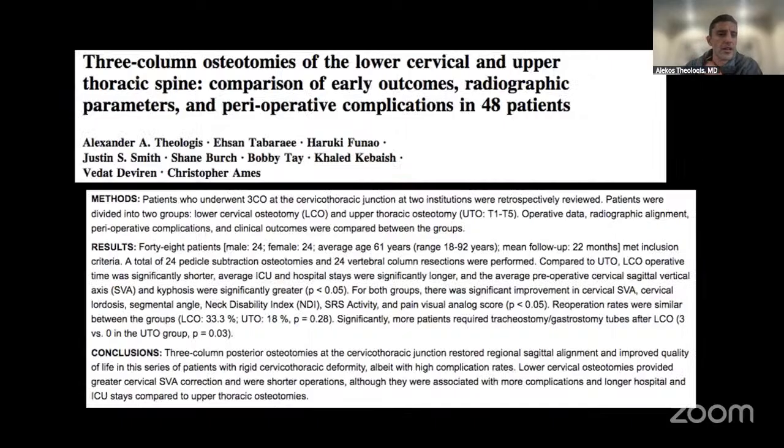We did a study several years ago, multi-center or dual center with Johns Hopkins, combining our cases of C7 PSOs with those that were in the upper thoracic, and found that any type improved sagittal alignment. They had high complication rates. The lower cervical osteotomy, so C7, provided greater cervical SVA correction, shorter operations, but had more complications, longer hospital and ICU stays compared to upper thoracic osteotomies.